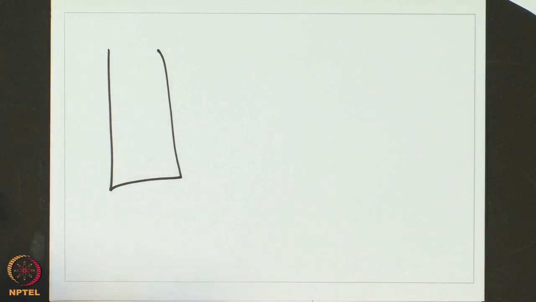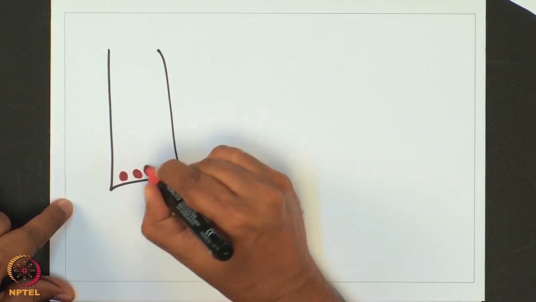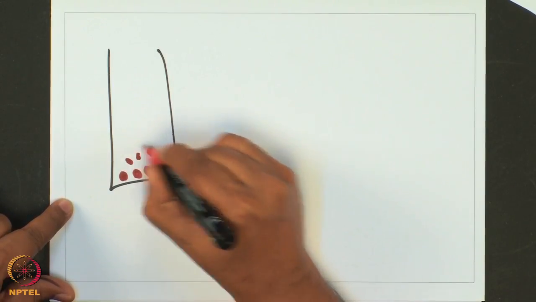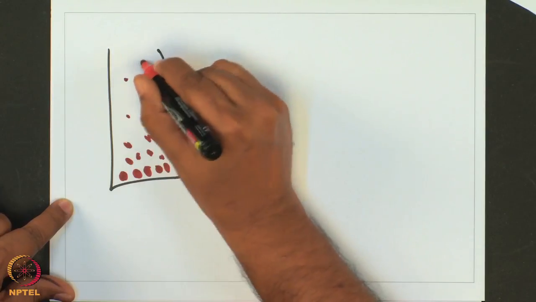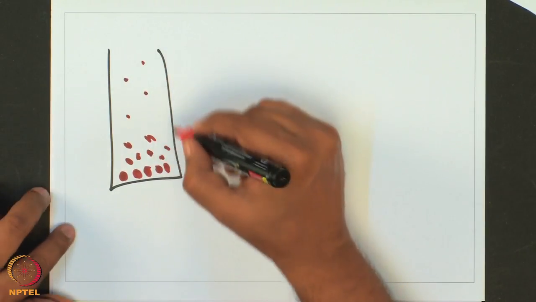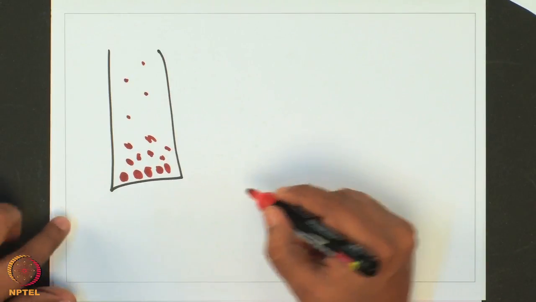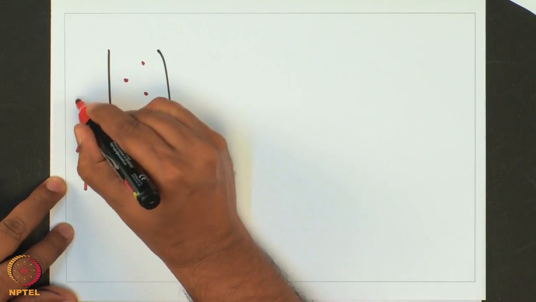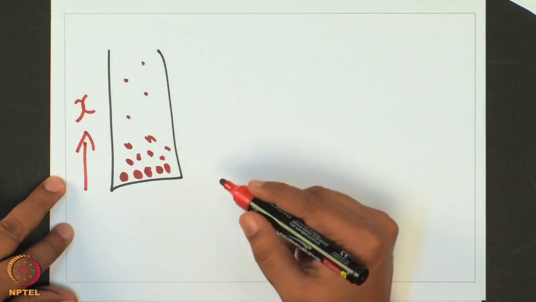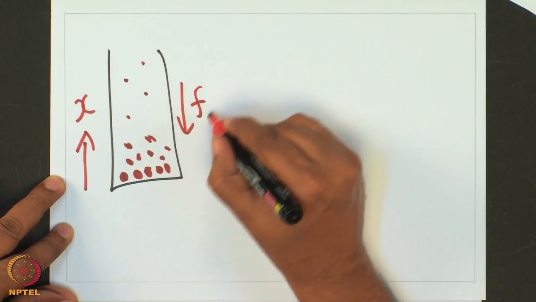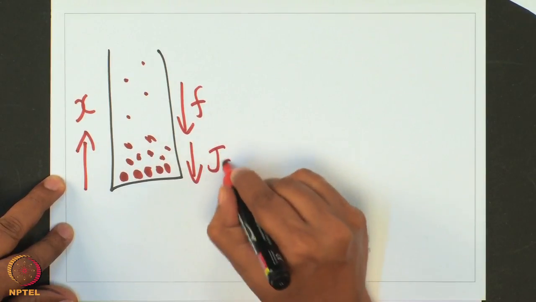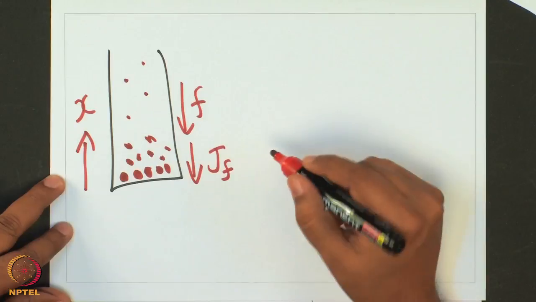So, if you look after some time t, what would one get? I wouldn't draw the water now, I would only draw the protein molecules. There will be mostly at the bottom and a few here and there. Let us call this the x direction, and there is a force in this way, and because of that there will also be a flow in this way, and they will all sediment down.